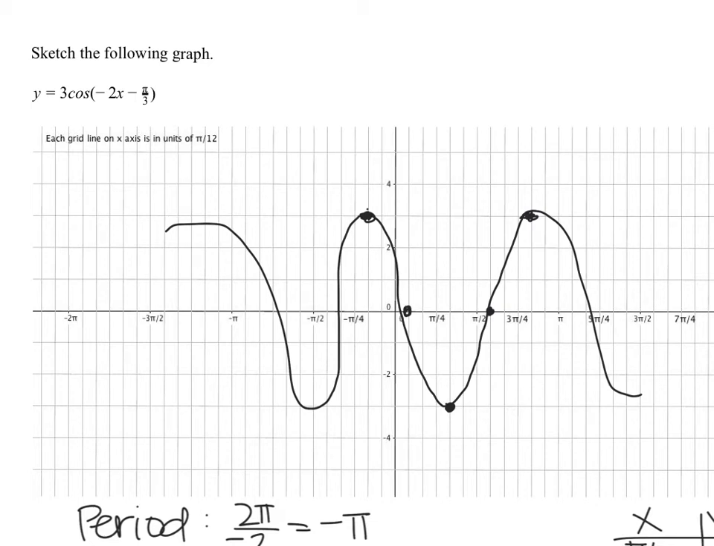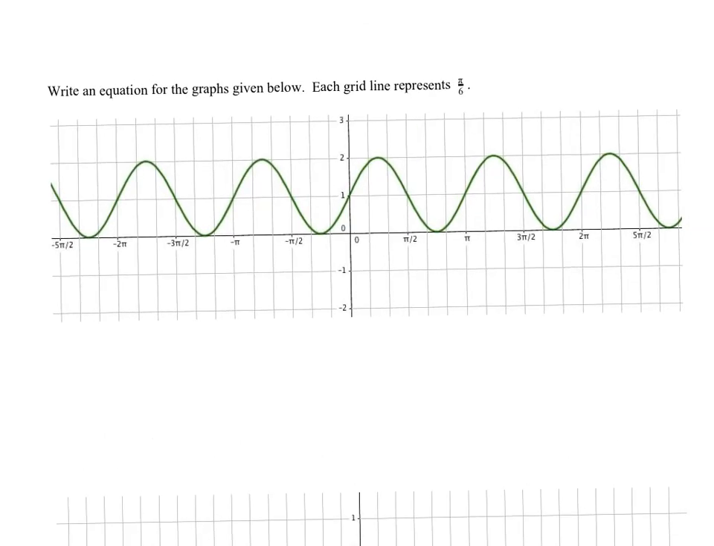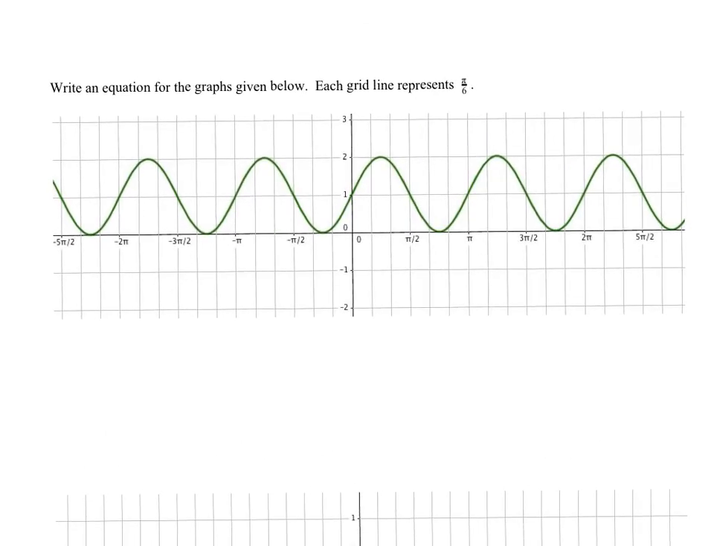So just like in the previous section, we can write an equation given a graph as well. So that's what we're going to do for our last two examples. And in both examples, each grid line represents pi over 6, which is going to help us when we're writing our equation.